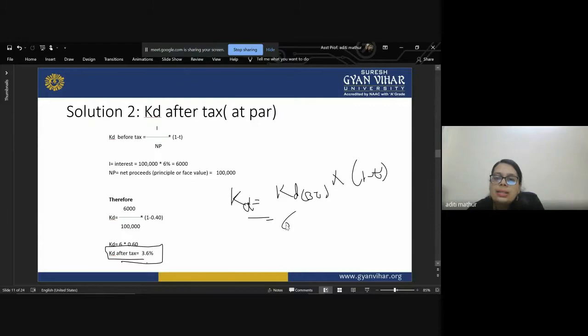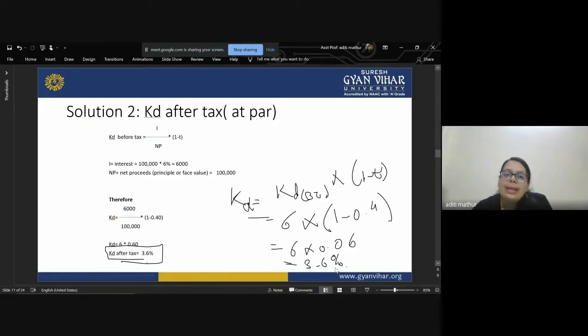So it was 6% into 1 minus 0.4. It is 6 into 0.6, which is 3.6%, right? So either you write the entire formula or do it, or you just calculate it before tax and multiply it by 1 minus T, the value will be the same.